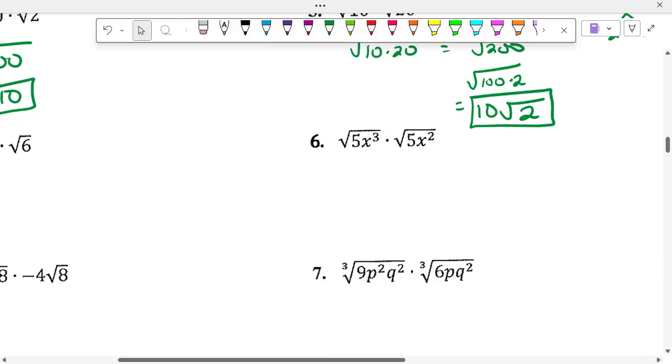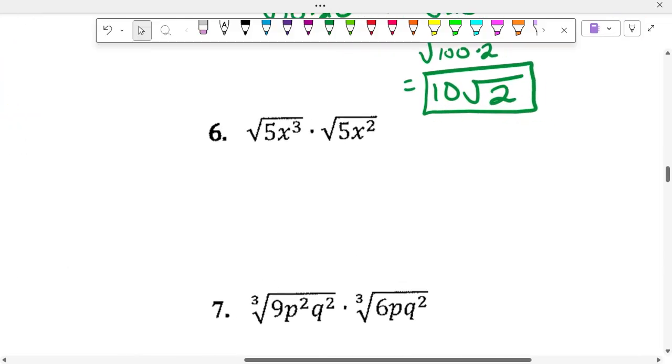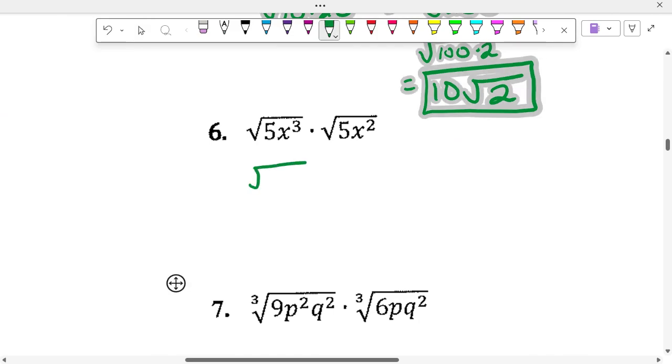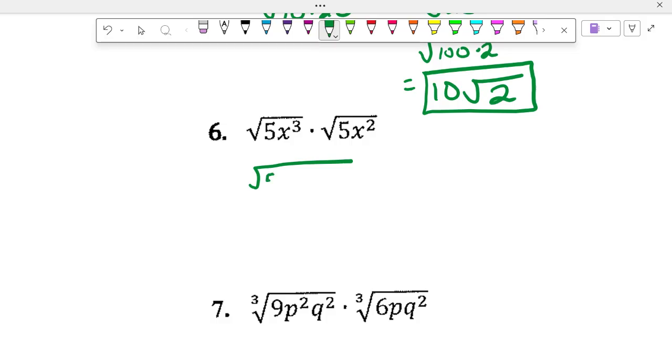Look at number 6. Okay, they're both the same type, so I'm just going to rewrite it as multiplying under one radical. This will be 5x cubed times 5x squared. So this is where exponent rules get thrown in. First off, you want to simplify what's under the radical first, and then you can simplify the radical itself. So remember, coefficients you just multiply together like normal. So what's 5 times 5? 25.